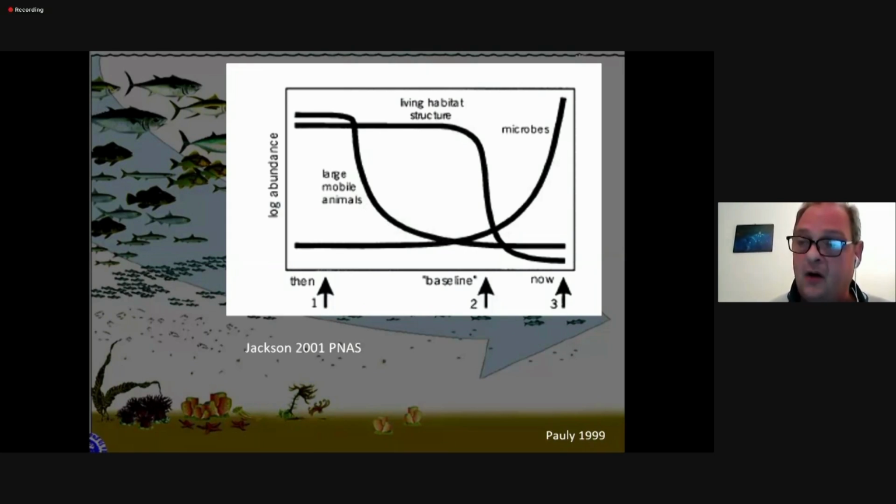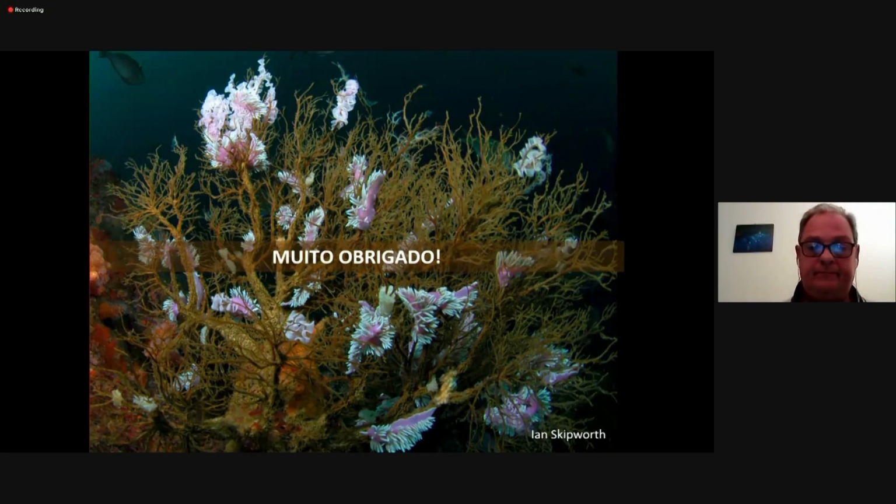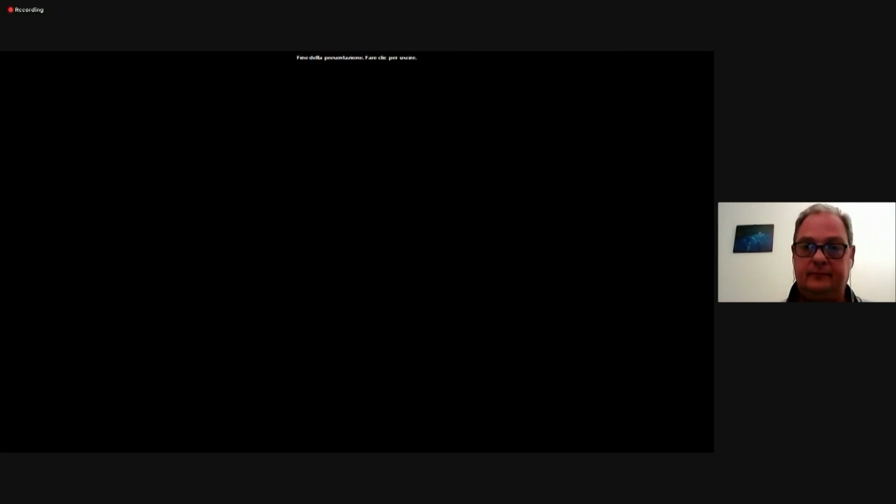So we have to think now about the possibility to really make oases in the coastal areas to restore, not the pristine, because it will be completely impossible, but at least helpful structures in different areas of the world. Thank you very much.